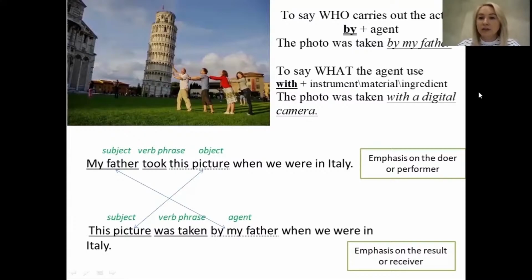To say who carries out the action, we use the preposition by. For example, the photo was taken by my father. To say what the agent used, we use the preposition with. For example, the photo was taken with a digital camera. I hope everything is clear. So let's practice a little bit more.